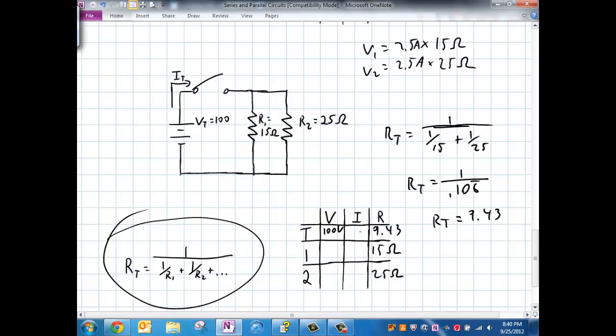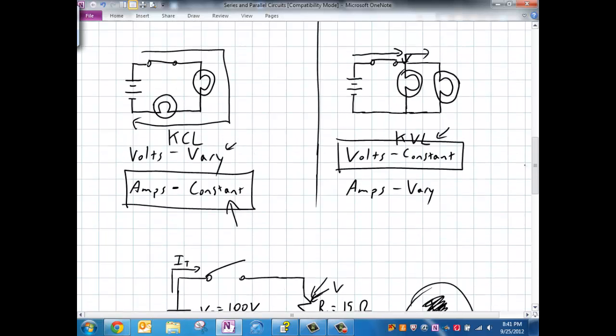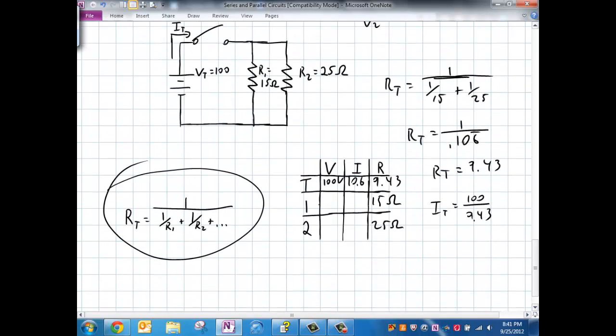From here I can find my I. So again, I'm going to say V over R. I'm going to say for my I total equals my V, which is 100 volts, over my R total, which we said was 9.43, and my answer should come out to 10.6 amps. Now in a parallel circuit, we know that the volts are constant. So down here, my volts are always 100 volts, 100 volts.